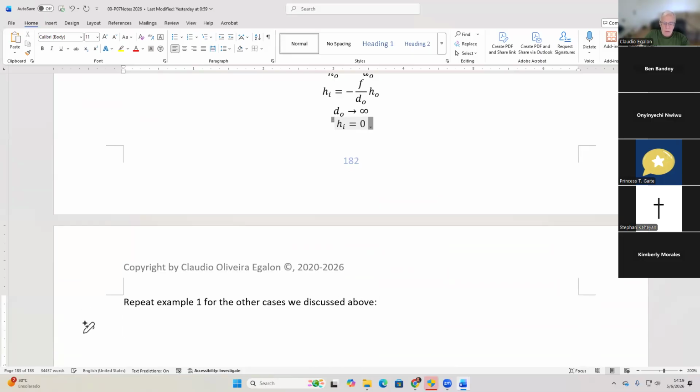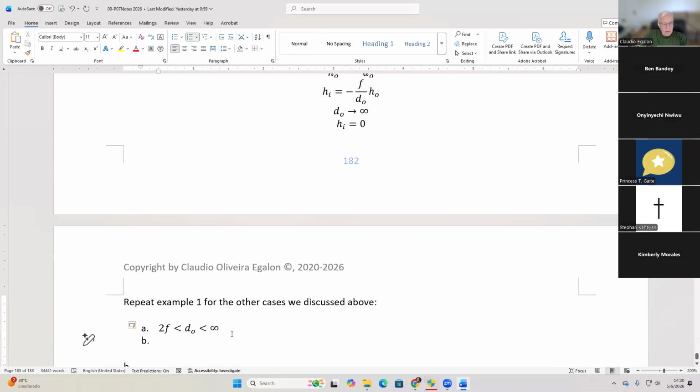And what are the other cases? The other cases are the following. D naught greater than 2F, less than infinity. That's one of the cases.